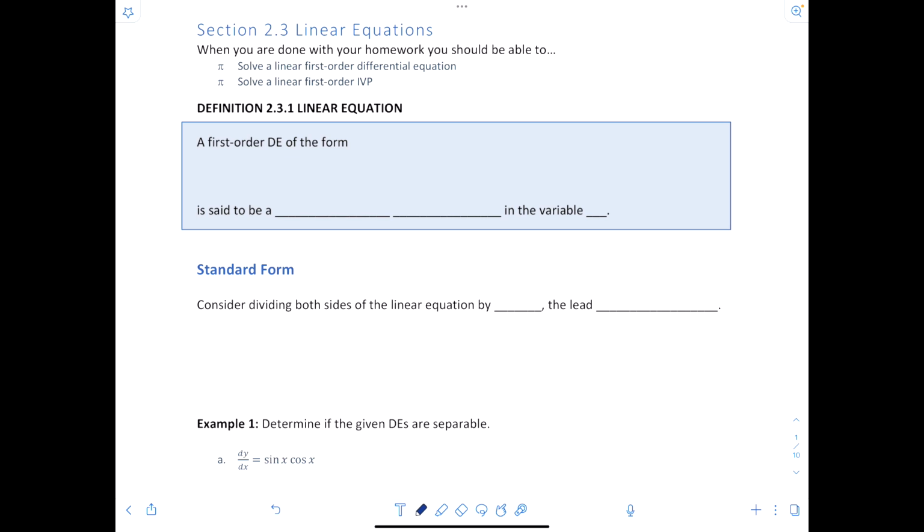So definition 2.3.1, linear equation. A first order differential equation of the form a sub 1 of x times dy/dx plus a sub 0 of x times y is equal to some g of x is said to be a linear equation in the variable y.